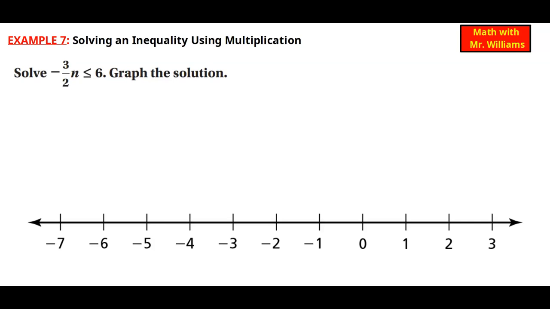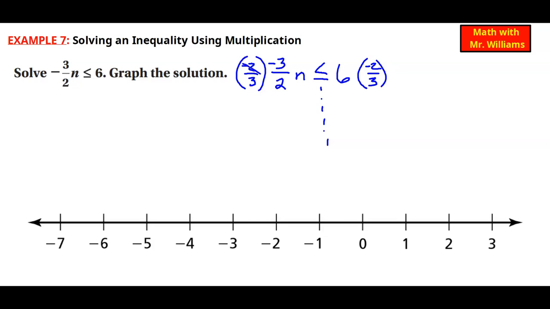Math with Mr. Williams, example 7, solving an inequality using multiplication. Solve negative 3 over 2 times n is less than or equal to 6. Graph the solution. So let's start off by writing our inequality, which is negative 3 over 2 times n is less than or equal to 6. So now we need to cancel that fraction. To cancel the fraction, we are going to multiply by its reciprocal to both sides of our line of inequality. So on the left, we're going to multiply by negative 2 over 3. On the right, we're going to multiply by that negative 2 over 3.